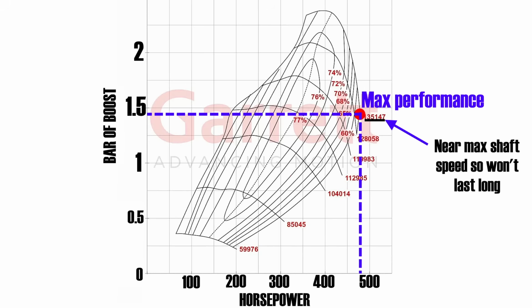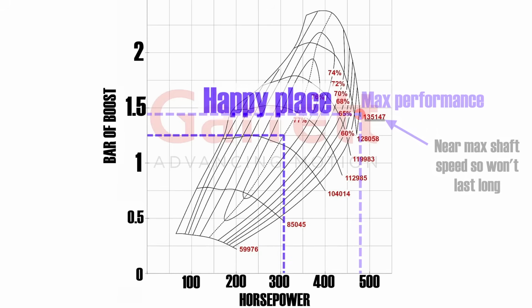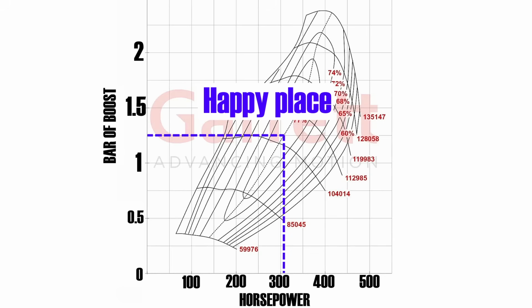As we can see from the compressor map, what this turbo actually wants to do is to make around 300 horsepower at about 1.25 bar of boost. This is where its peak efficiency is, and here it will perform at its best.